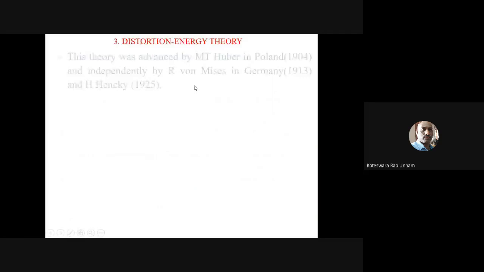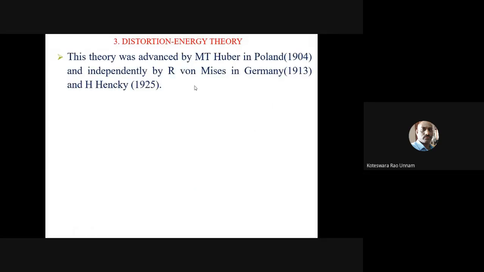Then another theory is distortion energy theory. This distortion energy theory was defined by this person, von Mises. That's why it is also called von Mises theory. Distortion energy theory or von Mises theory, or sometimes it may be called Henke's theory also.